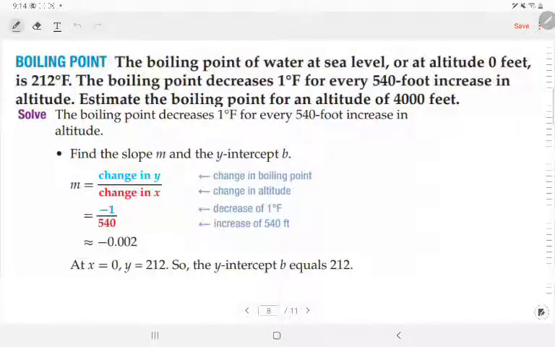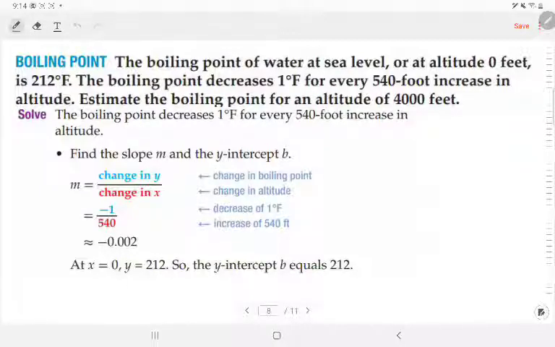You are to estimate the boiling point for an altitude of 4,000 feet. All right, so the boiling point decreases 1 degree Fahrenheit for every 540 feet increase in altitude. So the first thing that we want to do is find the slope, and if we had the y-intercept, we'd be good to go. So let's take a look.